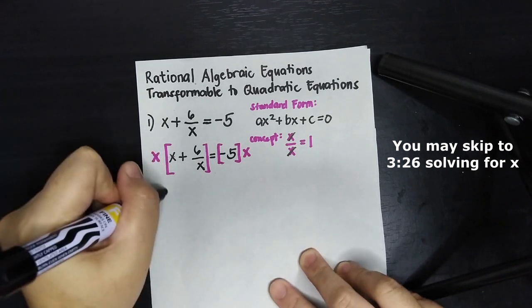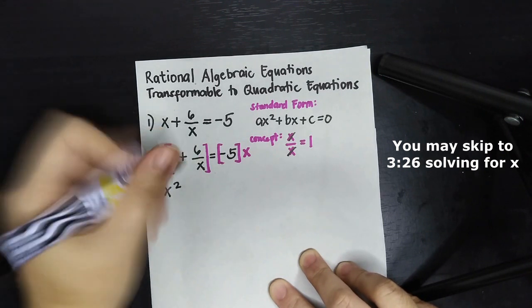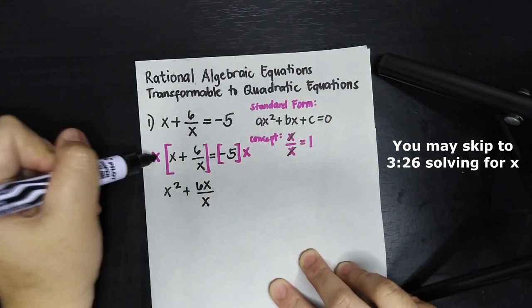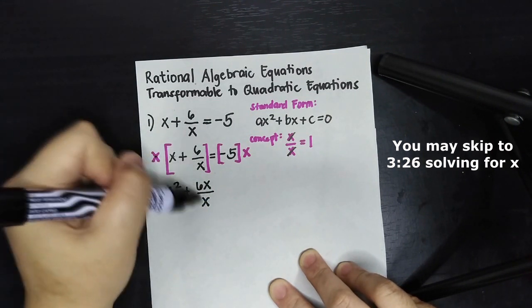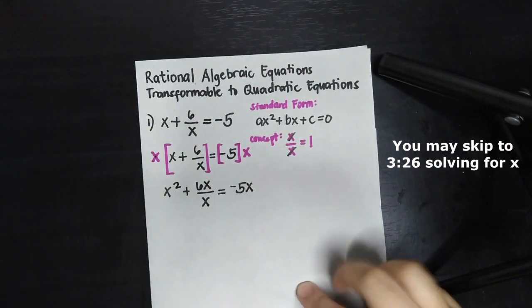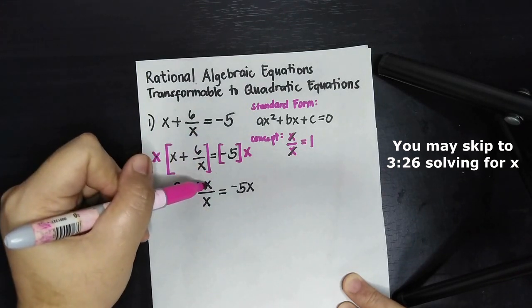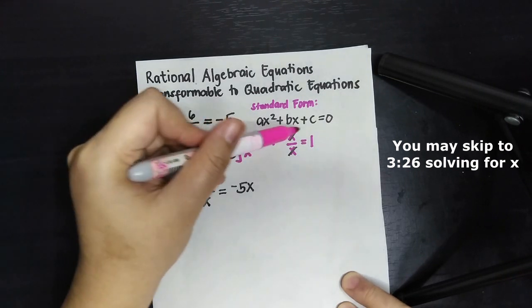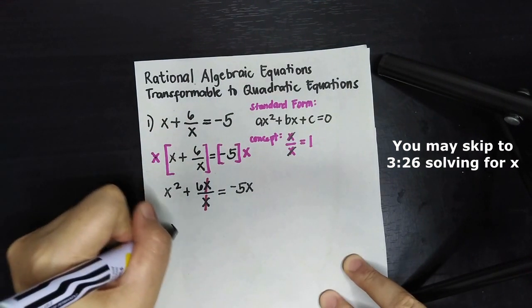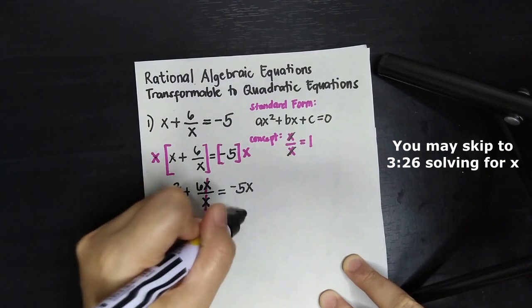So x times x, that would give us x squared. And this multiplied to our fraction will give us 6x over x. So, eto will be multiplied to 6 lang. And then just copy the denominator. And then sa kabilang side naman, this will be negative 5x. So if ma-observe nyo, sa term na to, common na ang x sa numerator at ang x sa denominator. So i-apply na natin ang concept na to. Therefore, x here can be cancelled out. So we are now left with x squared, eto, plus 6 equals negative 5x.